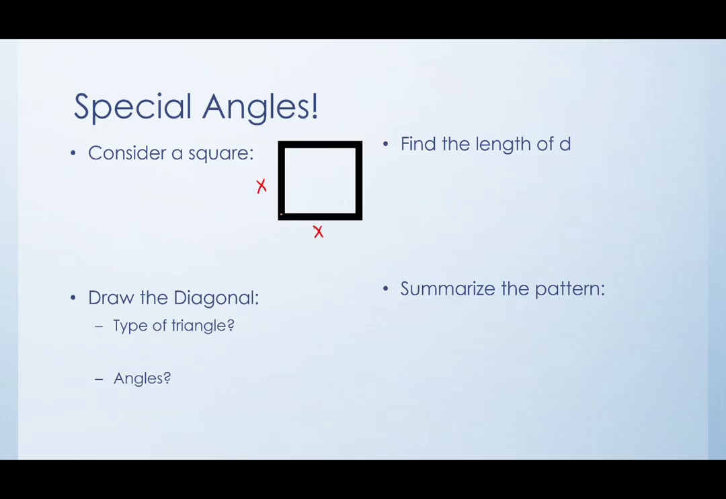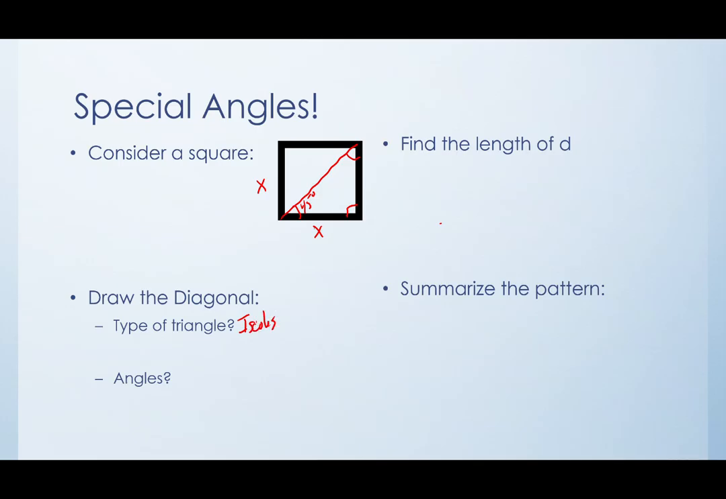And if we draw the diagonal, just like that, what kind of triangle do we have? Well, obviously, it's a right triangle, right? But we also know the angles here because we just bisected the right angle. So we do know that those are 45-degree triangles, and we also know that it's an isosceles triangle because the two sides are equal.